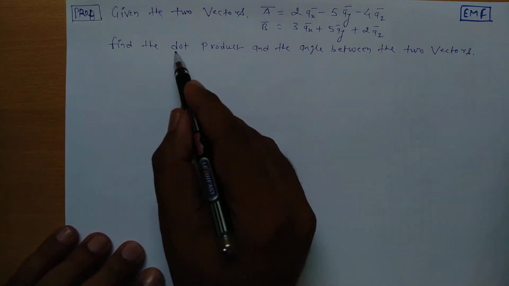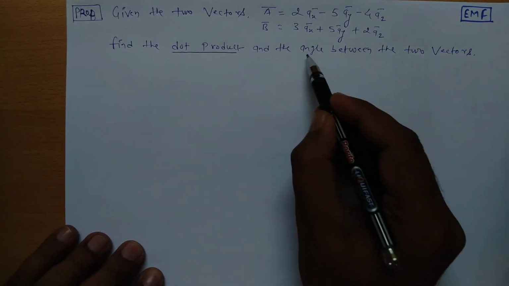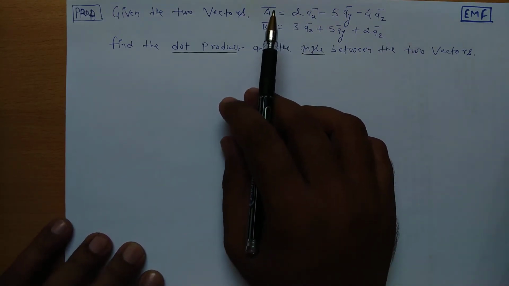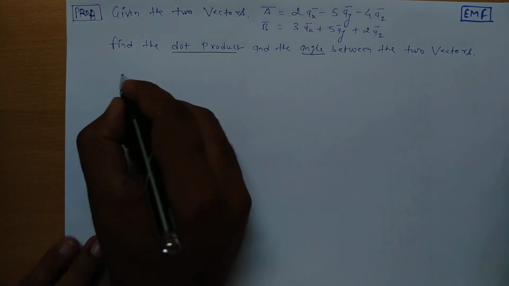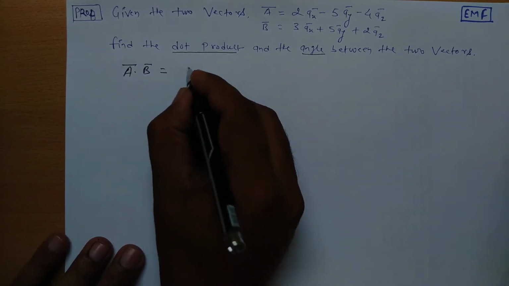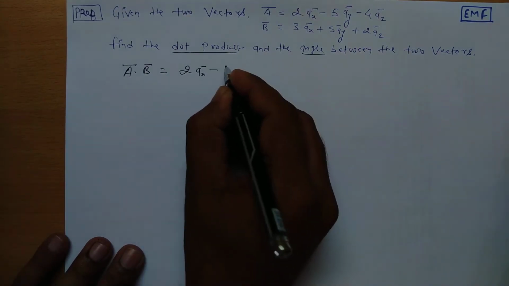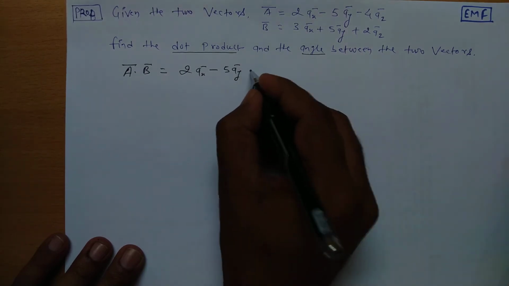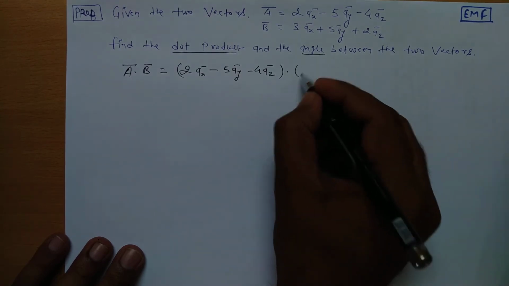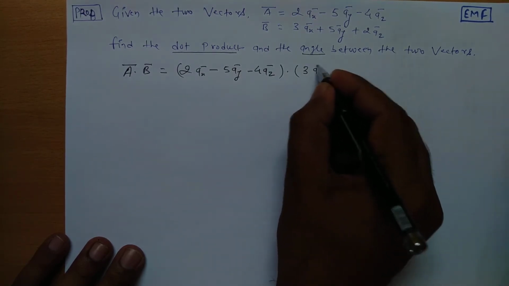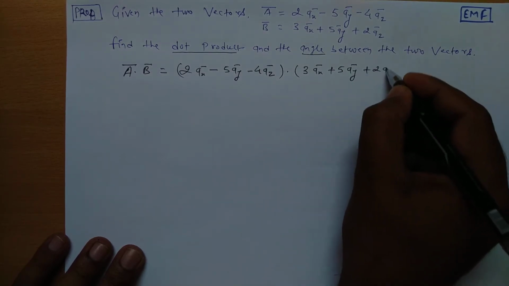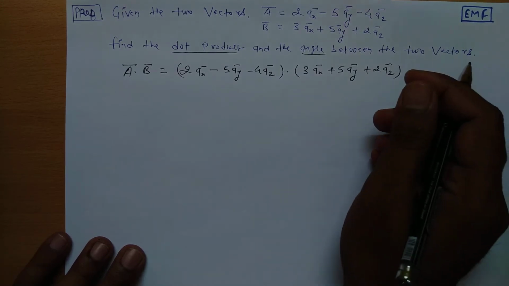So what we need is to find the dot product, and also the angle between these two vectors, vector A and vector B. As per the dot product, the first vector A dot with the vector B, so we can say 2ax minus 5ay minus 4az, dot product with 3ax plus 5ay plus 2az, right.